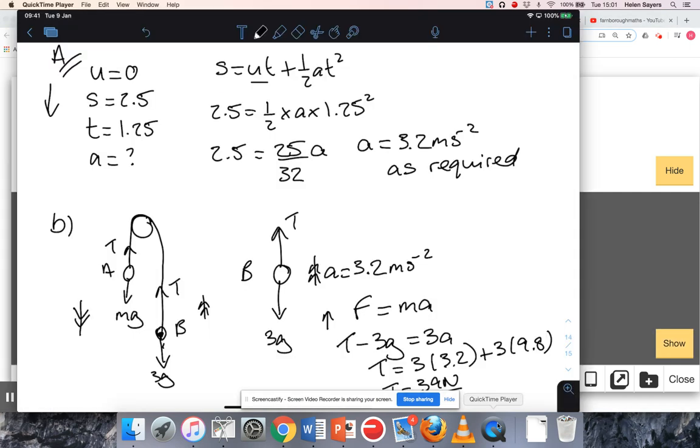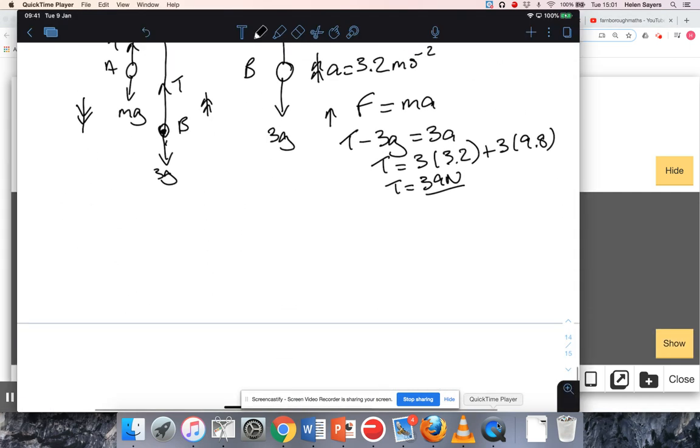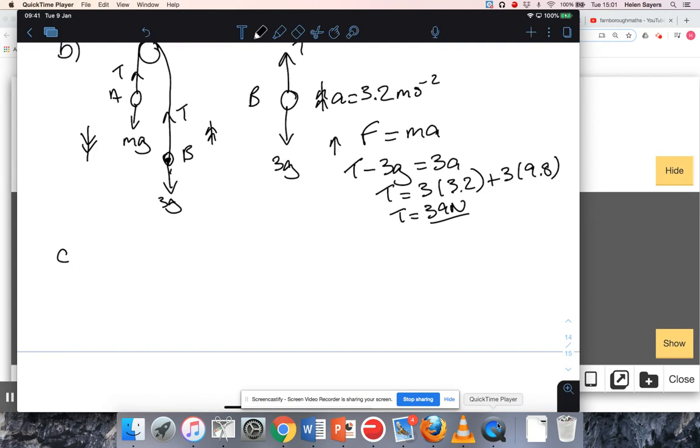Right, and then another show that question, show that the value of m is 65 over 11. So now I'm going to start looking at particle A. It's got the tension working upwards, and its weight working downwards. We know that it's accelerating down with an acceleration of 3.2, and I also now know that the tension is 39. Because the pulley is smooth and the string is light, both these values of T are going to be the same.